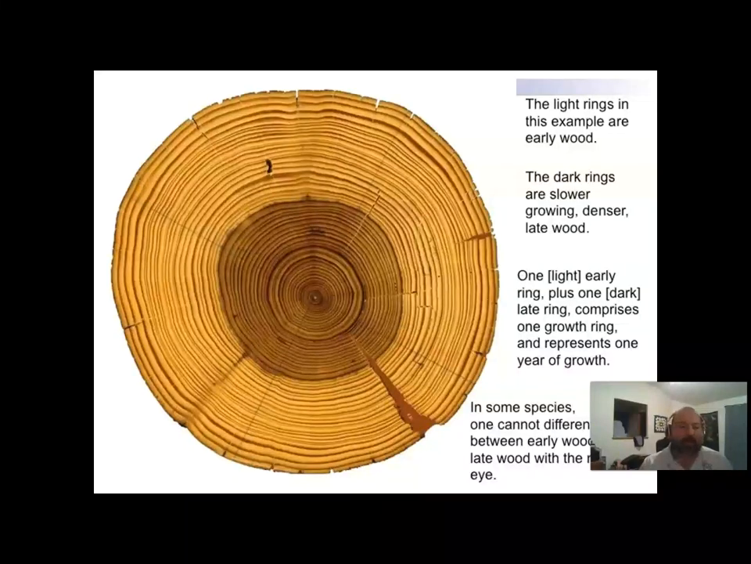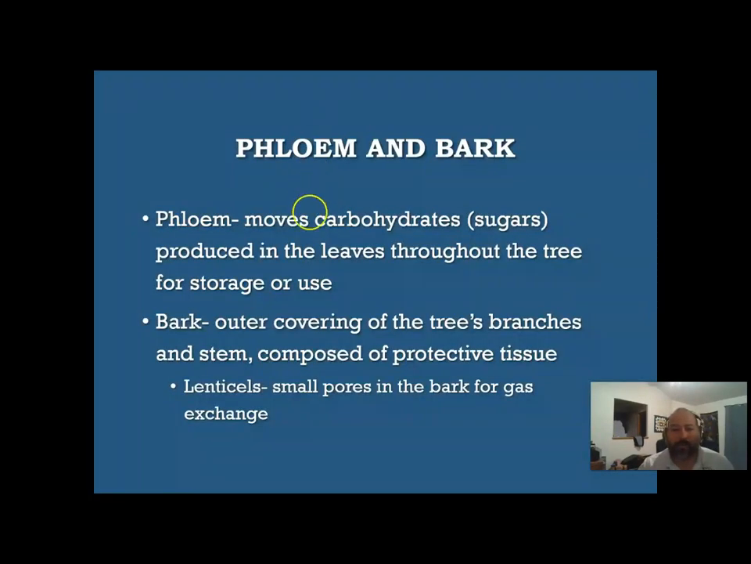Some species, you're not going to be able to see that. Tropical trees, we'll talk about that towards the end, but with tropical trees, more than likely, you will not be able to see that growth. So for some trees, you're not going to be able to see the rings. So, phloem. We said xylem and then phloem.